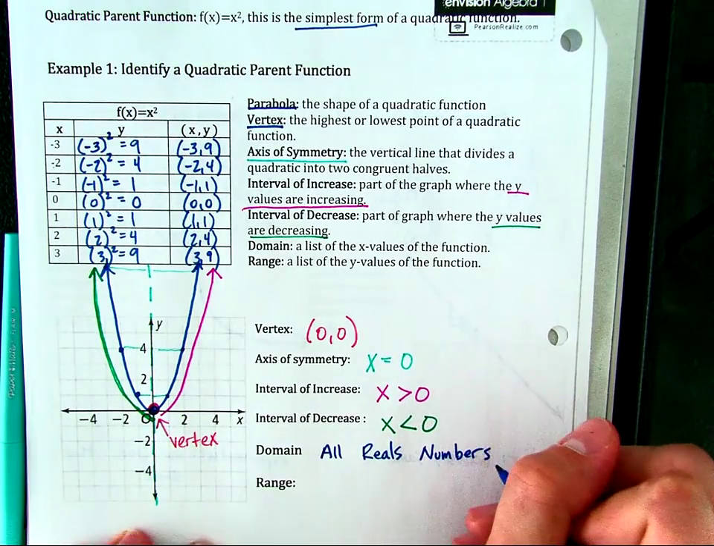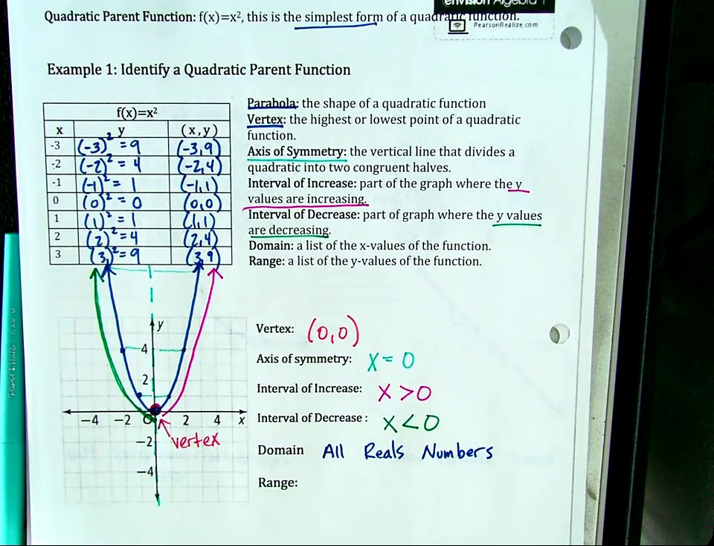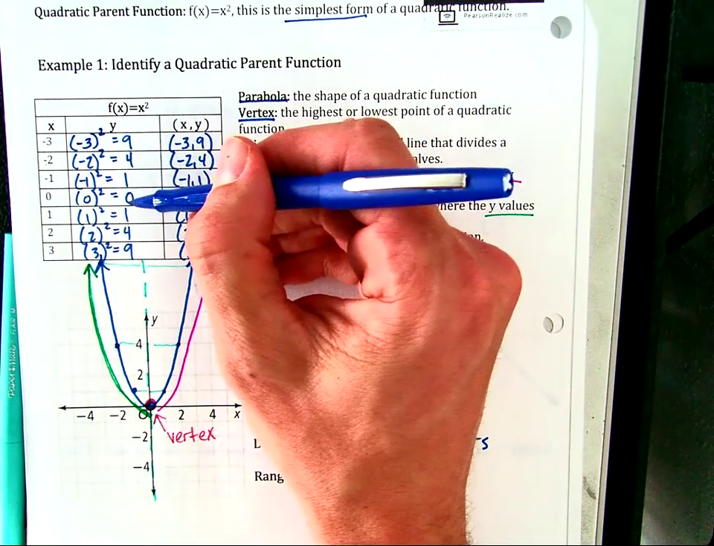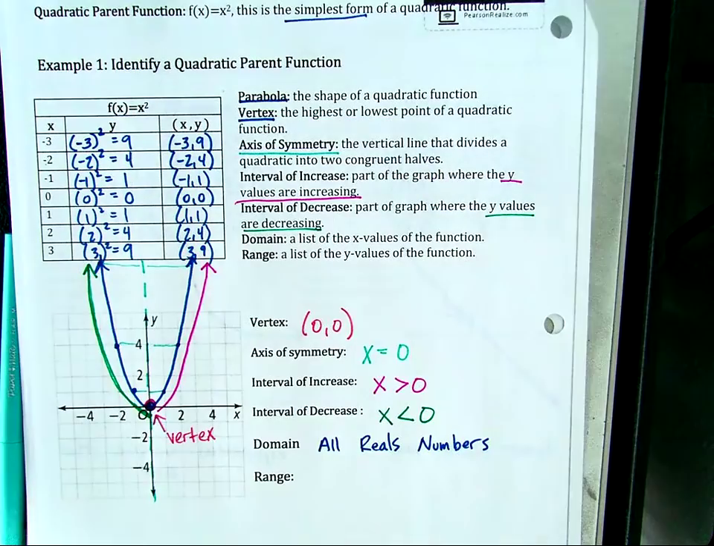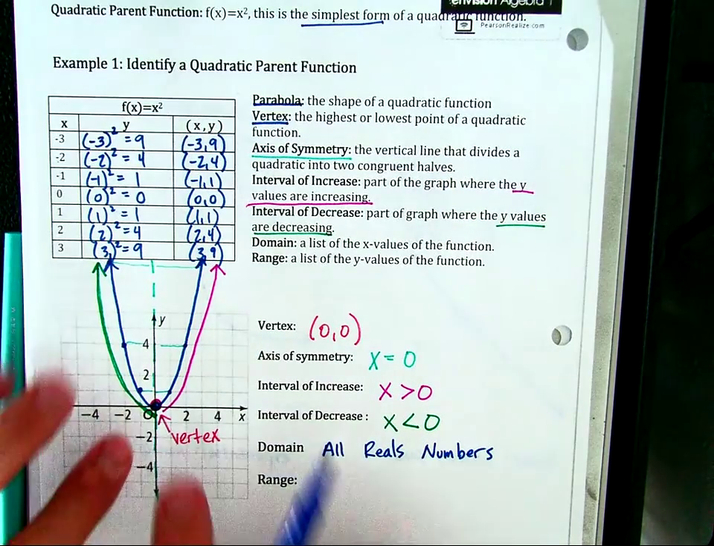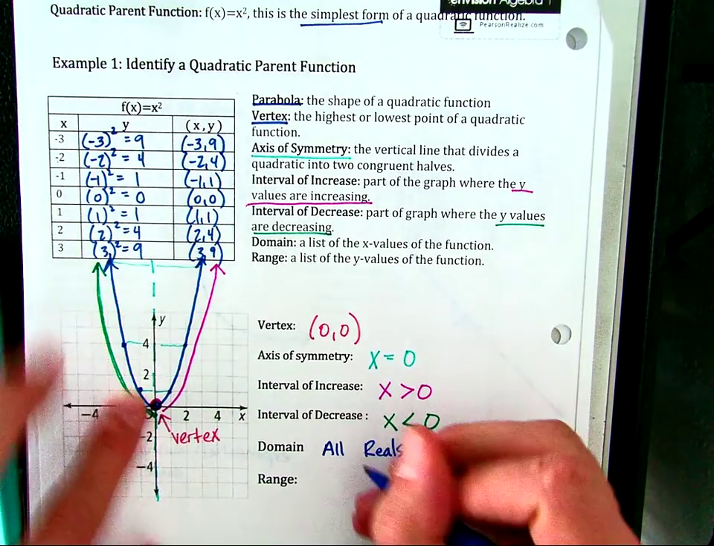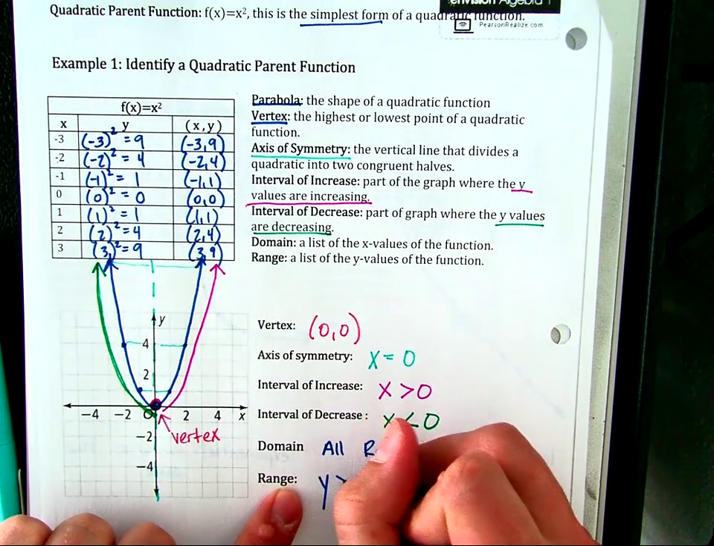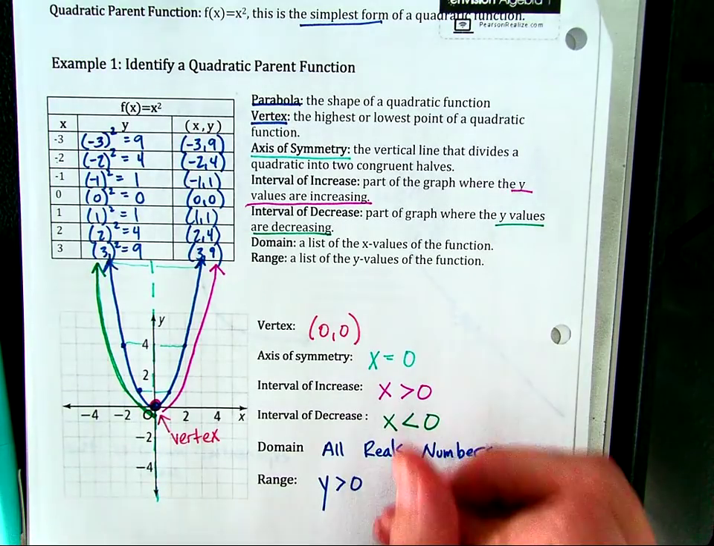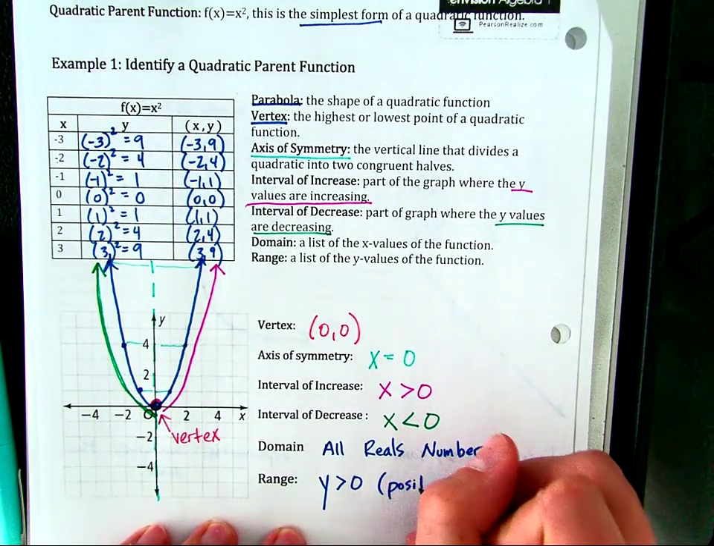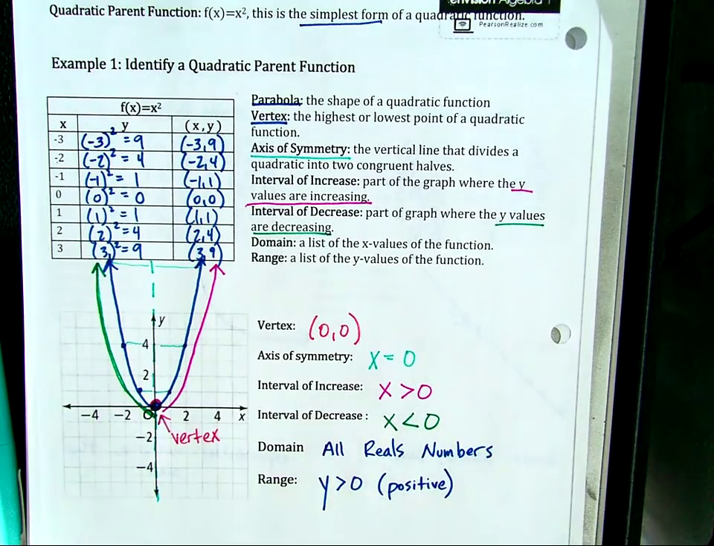Now the range is a list of the y values. If you look, notice that our y values are 0, 1, 4, and 9. Notice that there's no negatives in this one. You can also see this from the graph, because the graph never goes below the x-axis. So our range, our y values, are greater than 0, basically meaning they're positive in this one. And it'll change a little bit as we go through. All right, so this is the basics of a quadratic function.